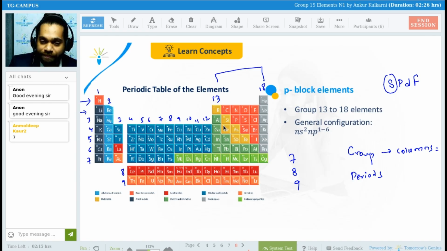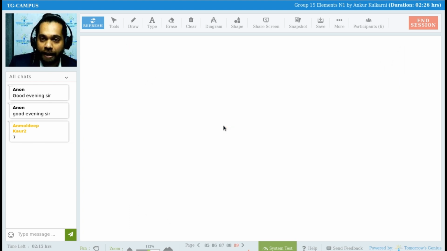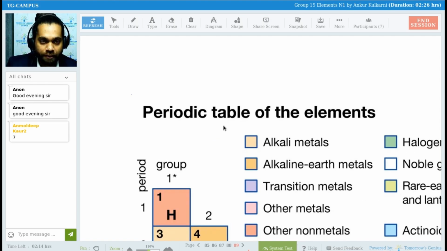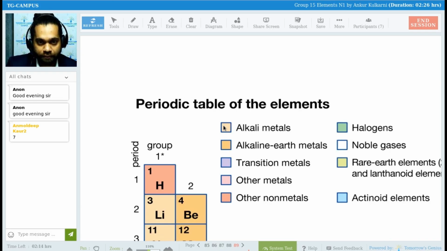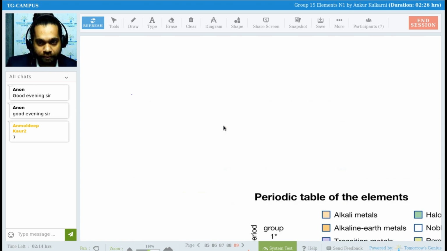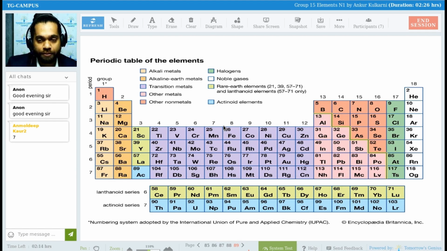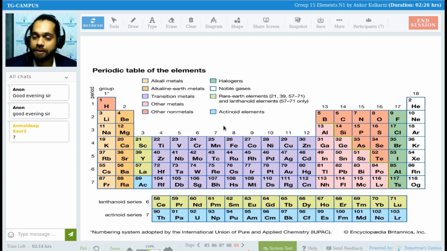Okay, look over here. Let me upload the periodic table in a little higher resolution. Just a minute. Is it visible, everyone? Now it is fine. Come on, give me yes or no. Is it visible?